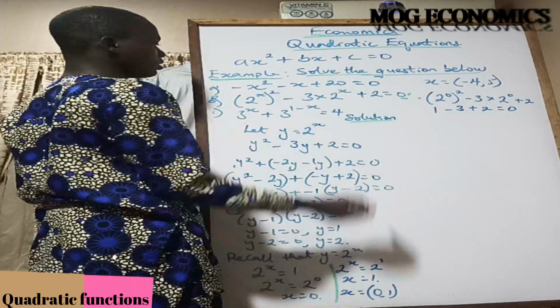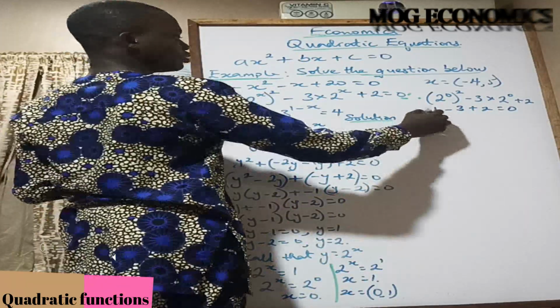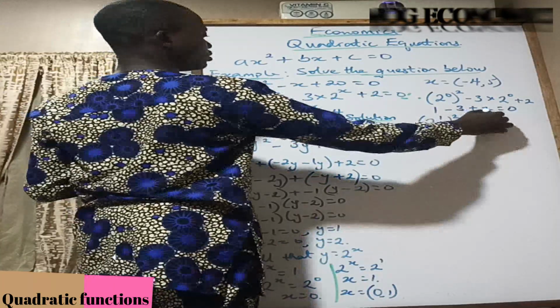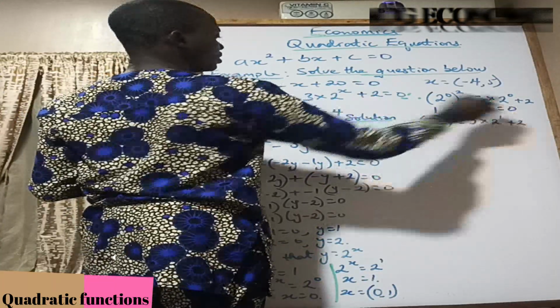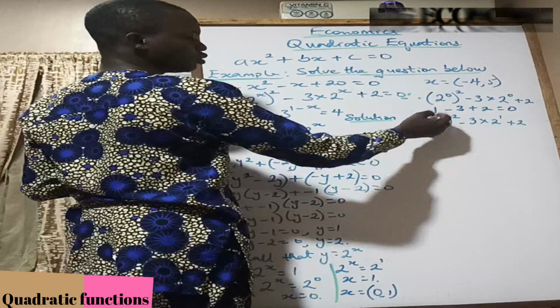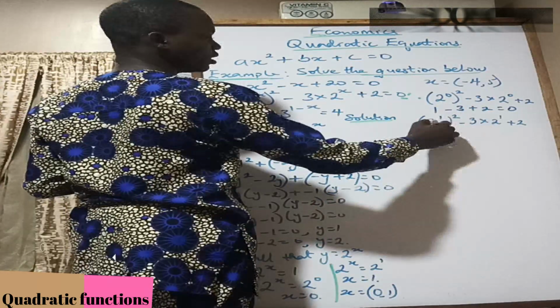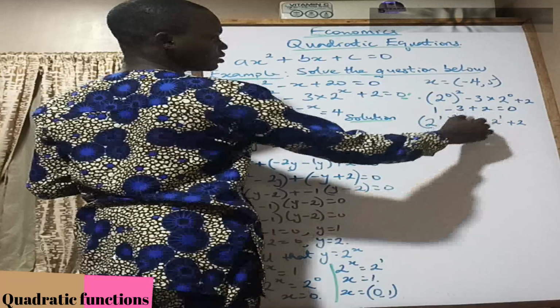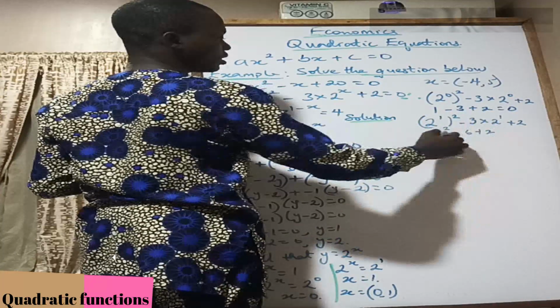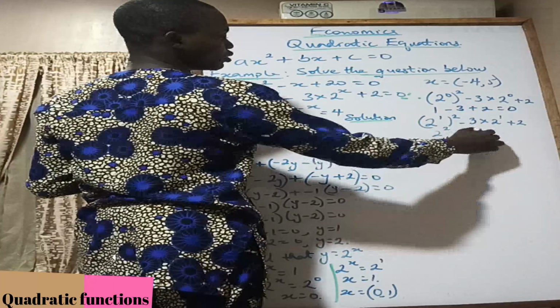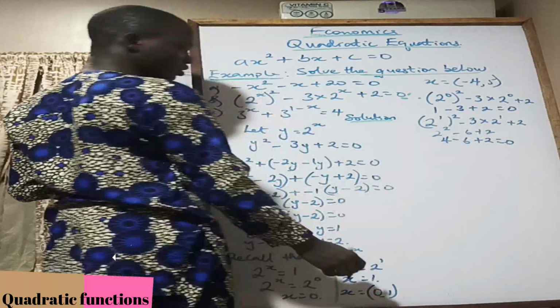Now the second one: I put 1 here, so 2 raised by 1 squared minus 3 times 2 raised by 1, and plus 2. Will it still give us 0? 2 raised by 1 is 2, so 2 squared is 4, minus 6, plus 2. 4 minus 6 is minus 2, minus 2 plus 2 is equal to 0. So what we did is correct.